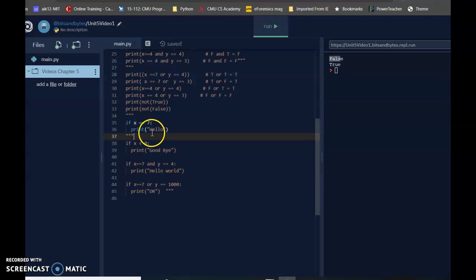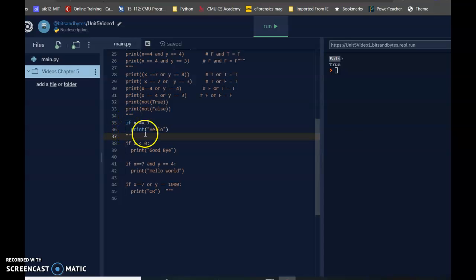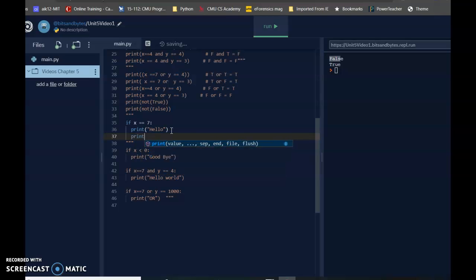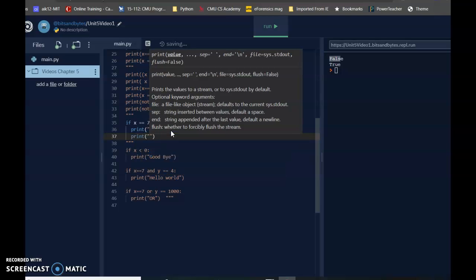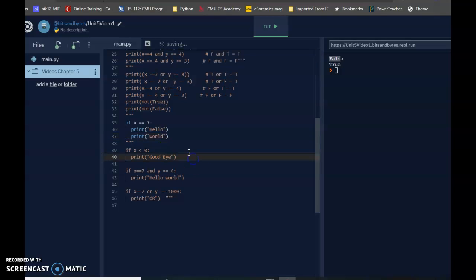Notice an if statement is set up just like a loop or a function. The if's on the outside level. Anything inside this if statement should be tabbed in. Now I can have more than one line. If I want to, I could put another line. Just as long as it's tabbed in, it's part of the if statement. Okay, so I added another line.